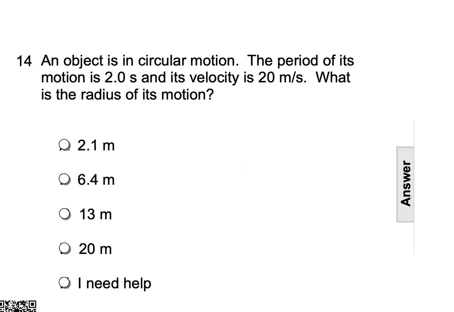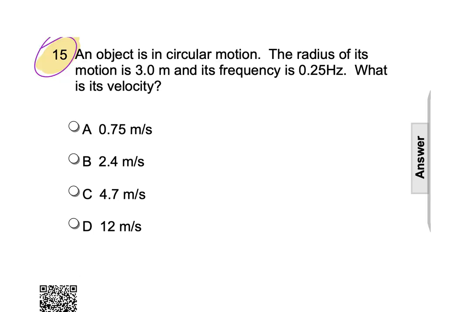Okay, so these are repetitive, so I'm going to skip a little bit. This is a trickier one, but it's good. Okay, the radius is given as 3. Its frequency, okay, now frequency, remember, is angular speed, revs per second. What is the tangential velocity? I should have said that. Because angular velocity would be 0.25 revs per second.